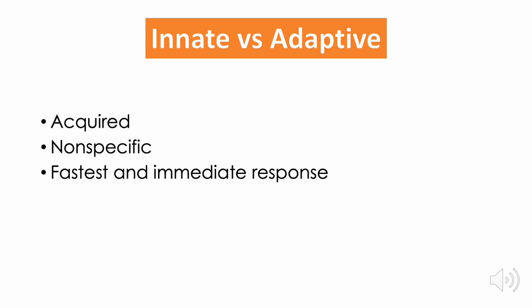Antibodies are usually produced later in the course of the disease. That's why they cannot provide you the fastest and immediate immune response.